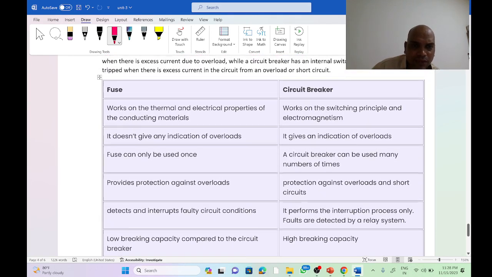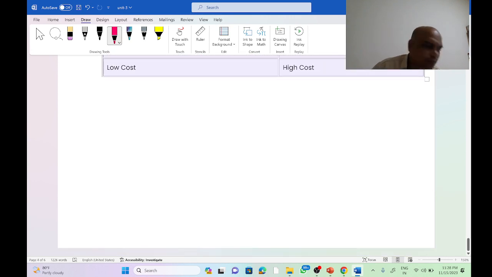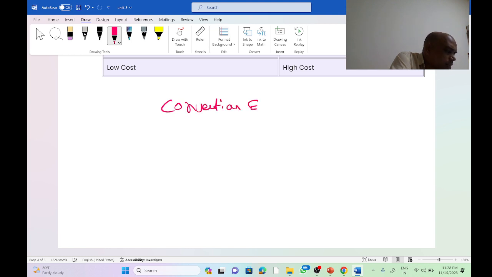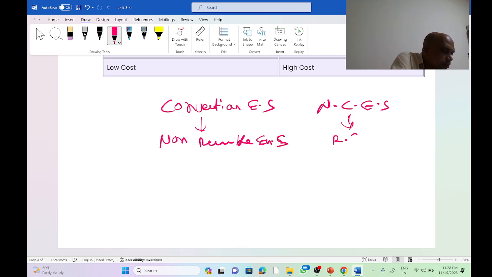See, what is the difference between fuse and circuit breaker? Before going to fuse and circuit breakers, what have we discussed till now? Conventional energy sources, non-conventional energy sources. Conventional energy sources are also known as non-renewable energy sources. This one is renewable energy sources.